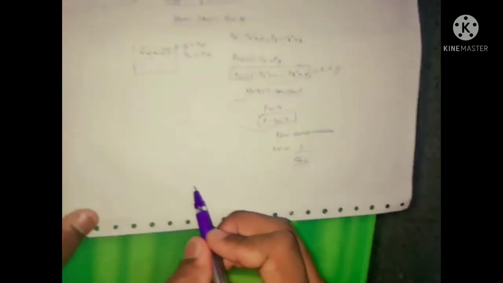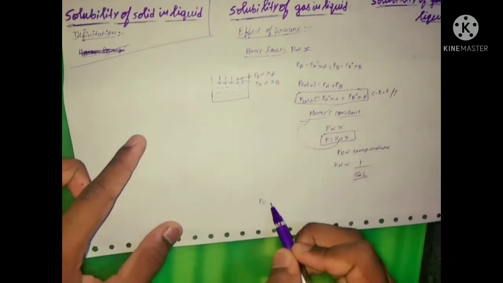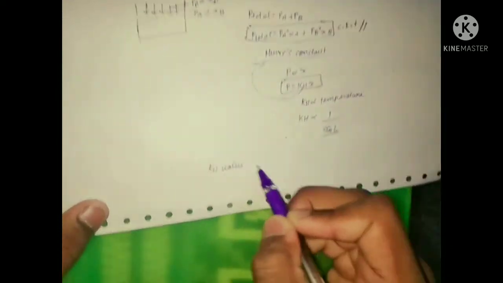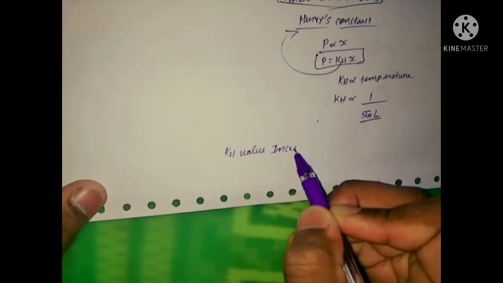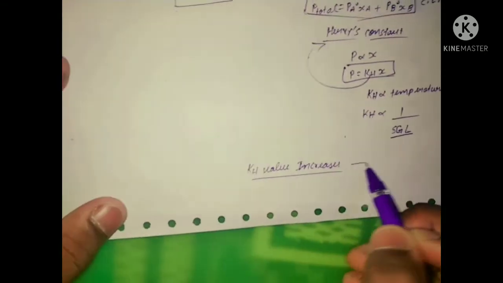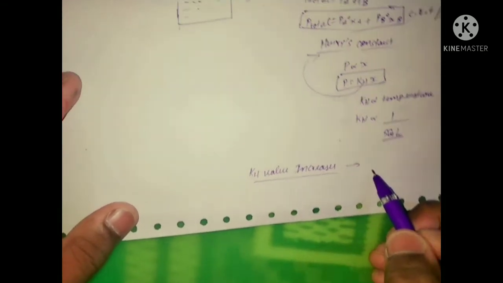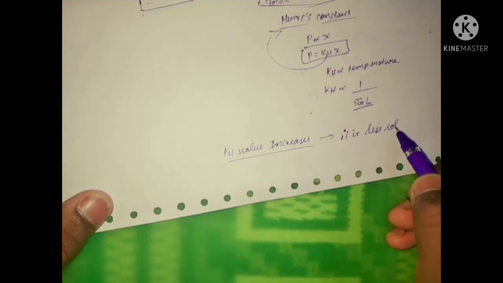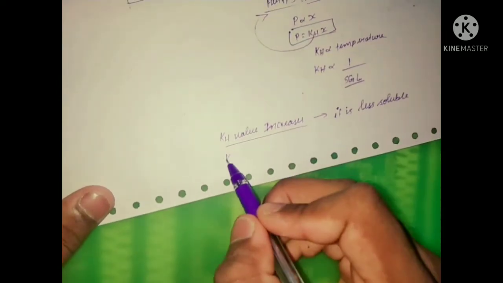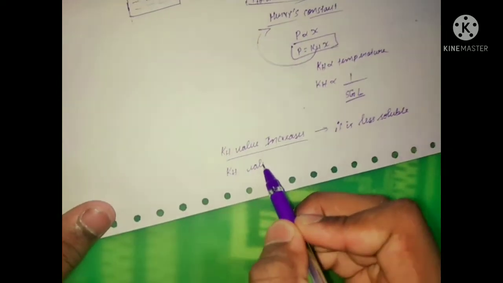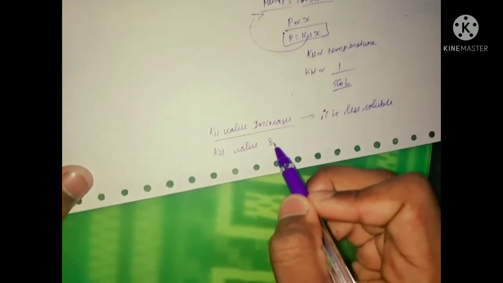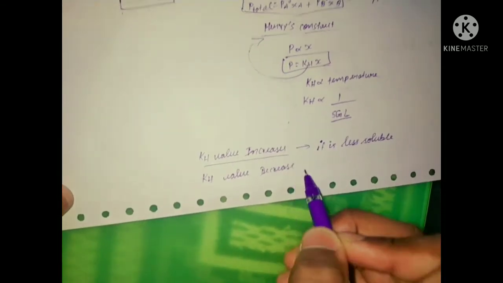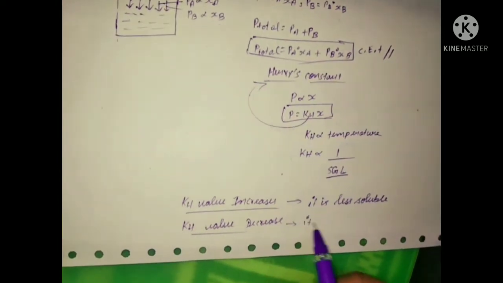Next, when the KH value increases, then it is less soluble, and when the KH value decreases, it is more soluble.